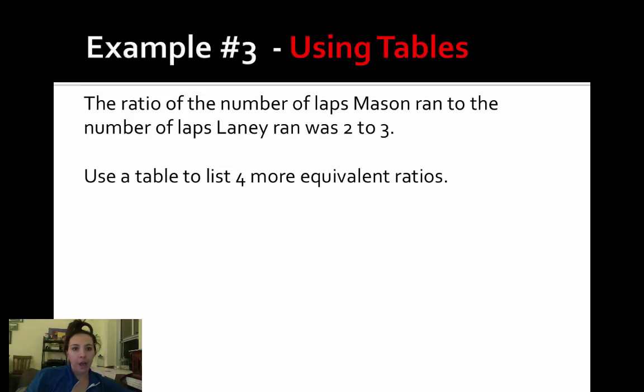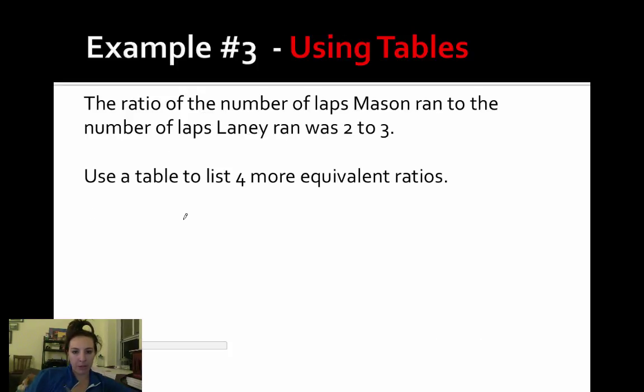Sorry, I'm not sorry. The ratio of the number of laps Mason ran to the number of laps Laney ran was 2 to 3. So now we are going to use a table to make more equivalent ratios. So draw this out on your paper. Everything I'm writing down, you need to be writing down on your paper.